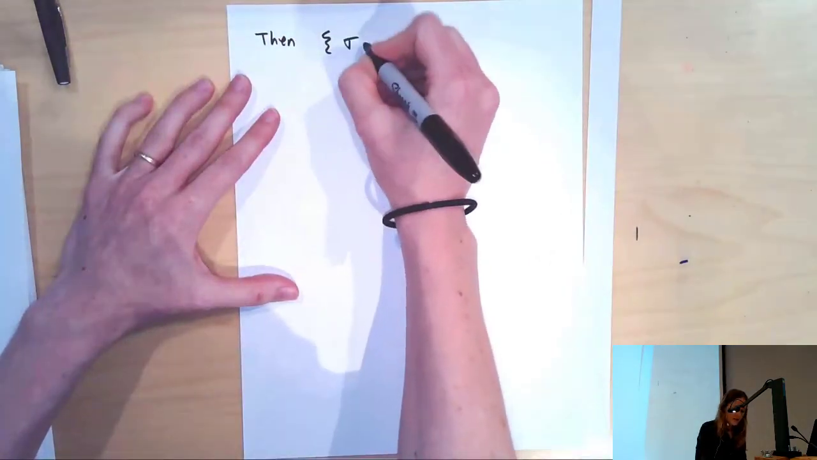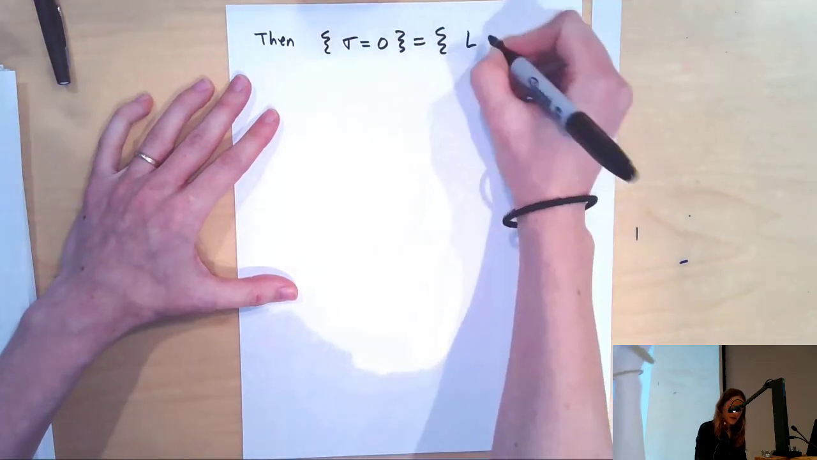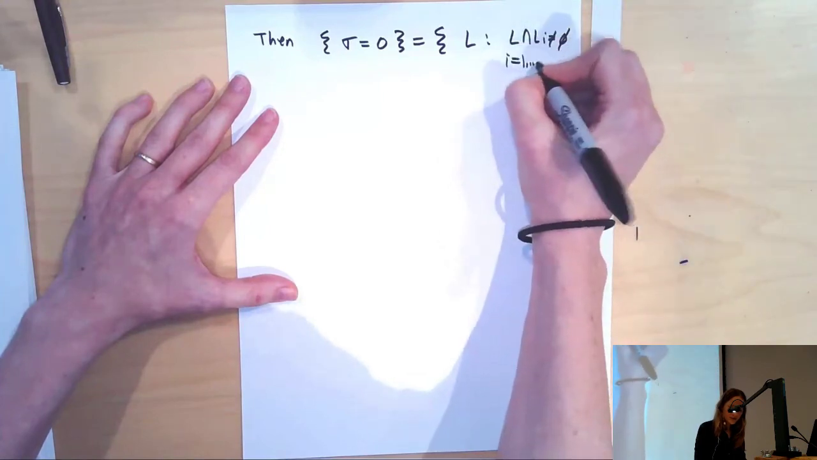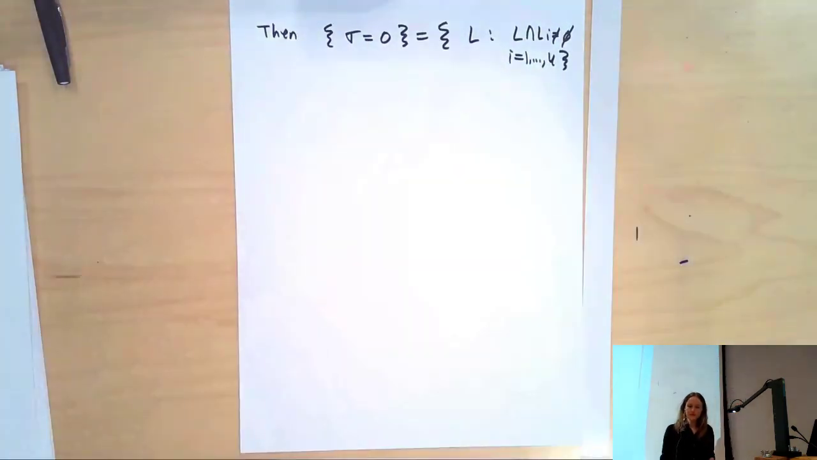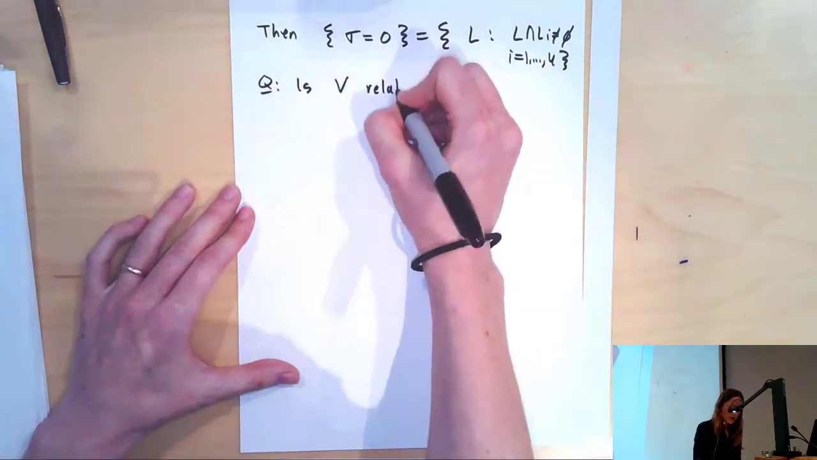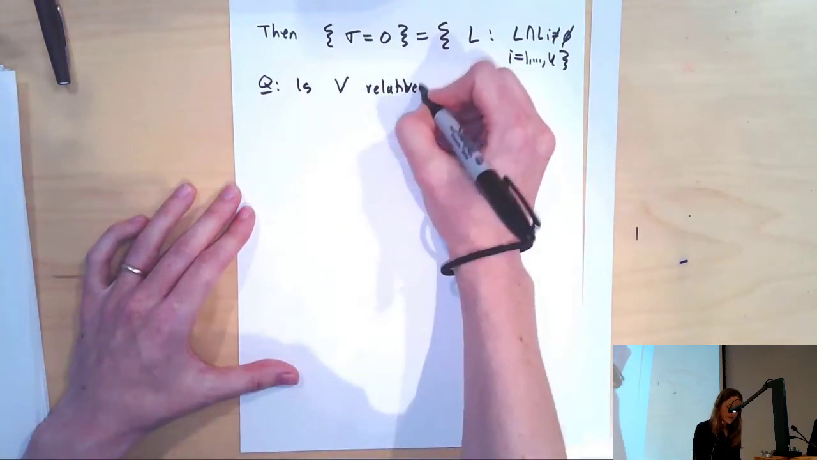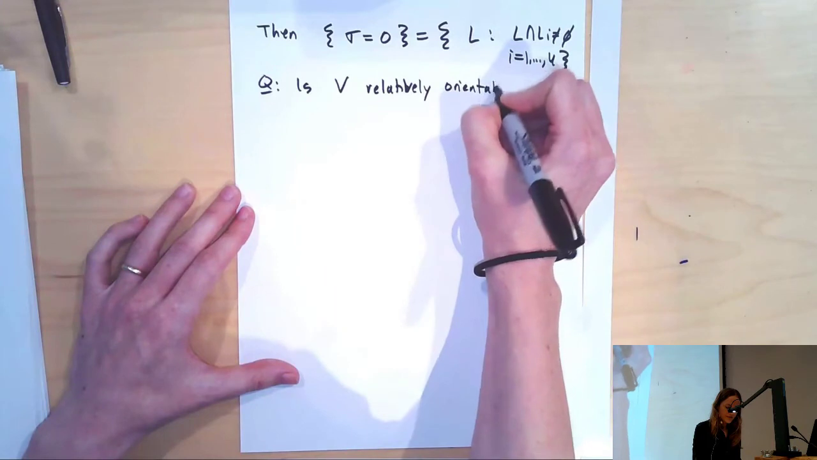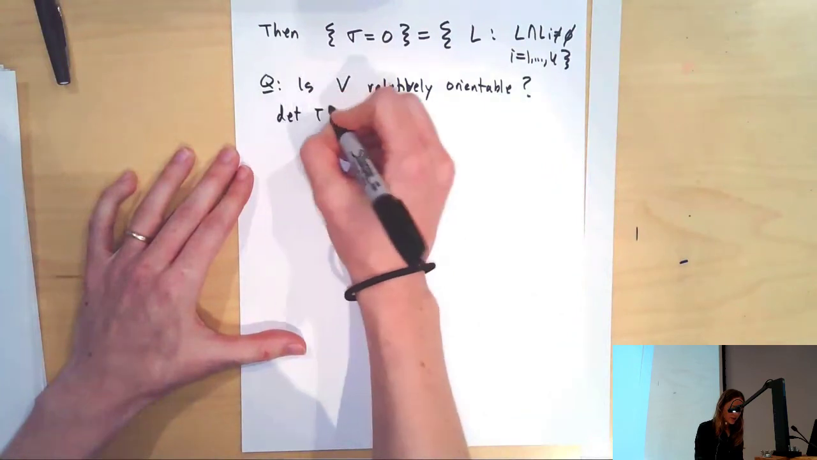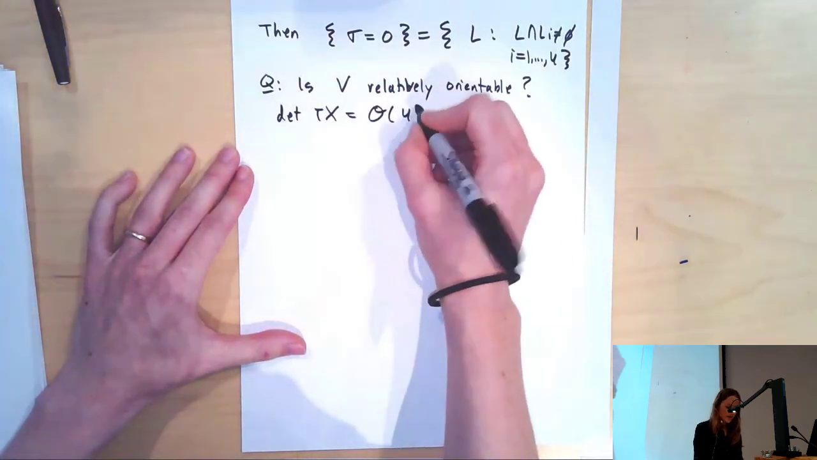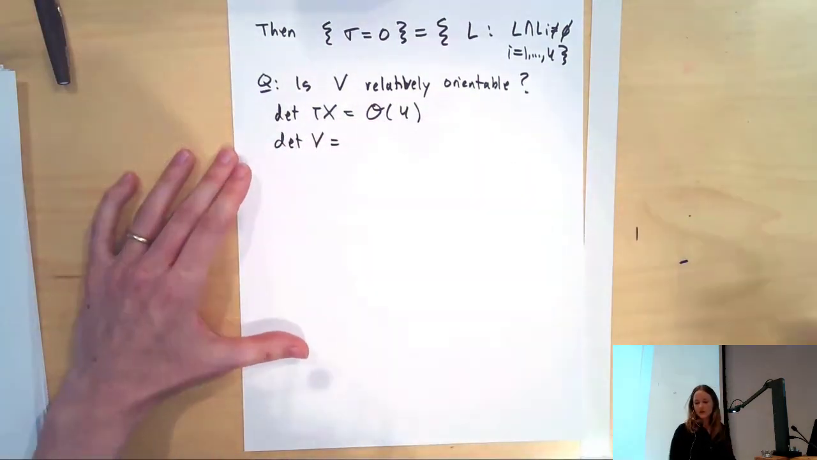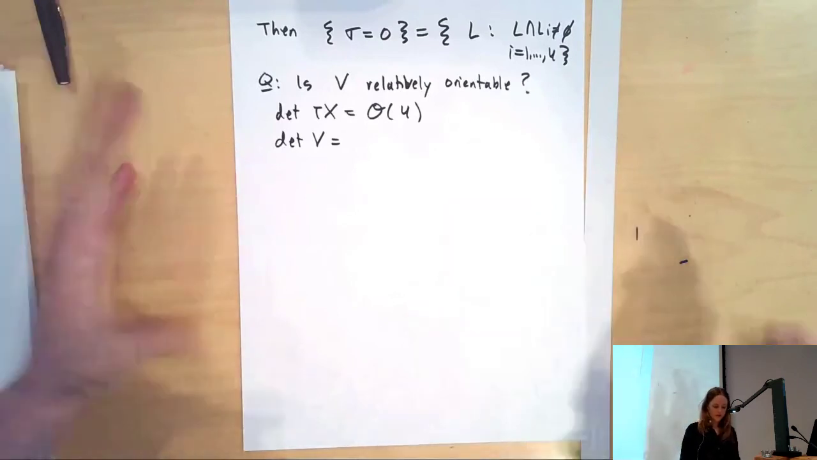Then the zero locus equals the L such that L intersects Li, for i equals 1 to 4. Is this bundle relatively orientable? The determinant of the tangent bundle is O of 4, and the determinant of V is the tensor product of these line bundles. So they're both squares, so yes.